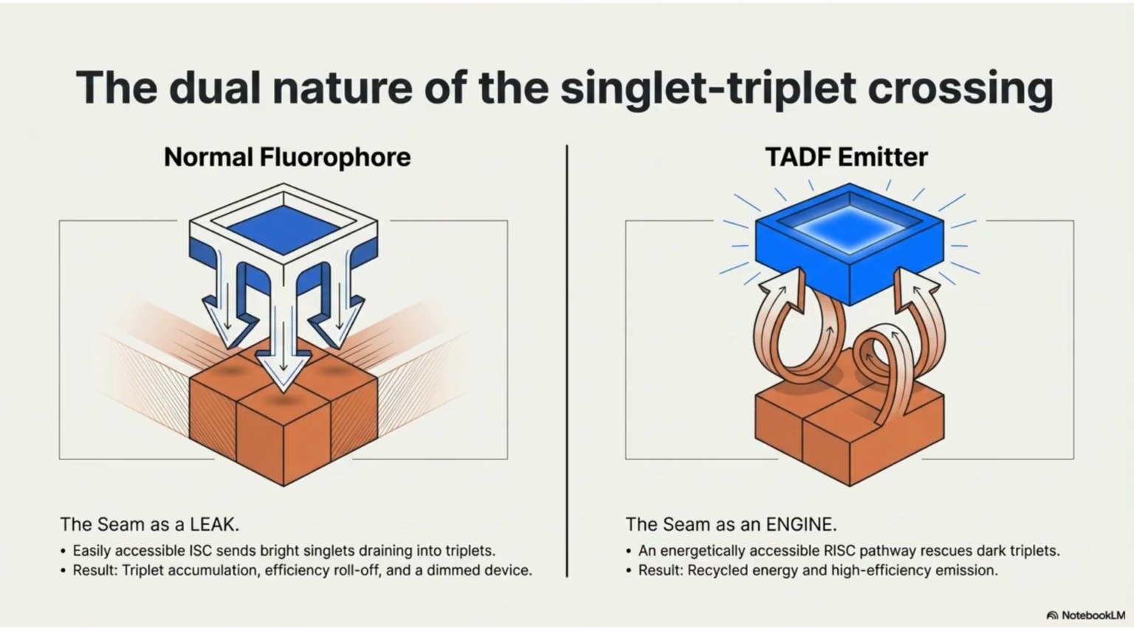The singlet-triplet crossing has a dual nature. In a normal fluorophore, the seam acts as a leak, draining singlets into triplets. In a TADF emitter, the seam acts as an engine, providing an accessible reverse intersystem crossing pathway to rescue dark triplets, leading to high-efficiency emission.